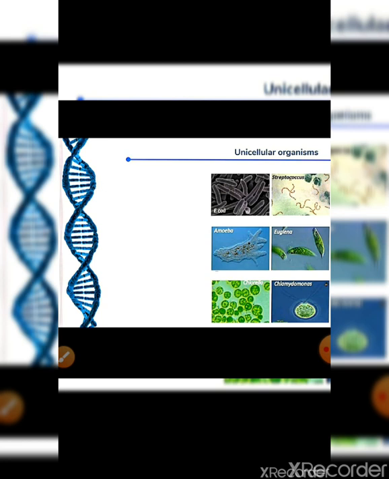So amoeba is a unicellular organism. Now this organism is made up of a single cell. A single cell organism is capable of performing all the functions, all the life processes. That means digestion, excretion, respiration, they can perform within that cell only. So they are called the unicellular organisms.